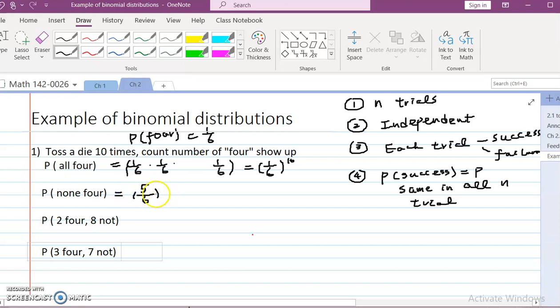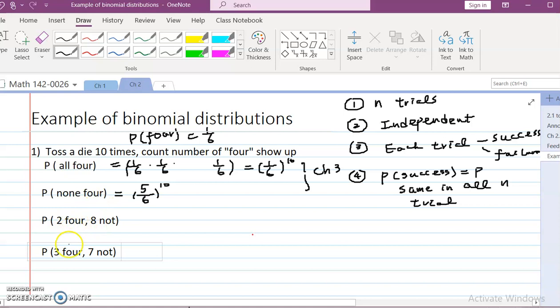And if you do 10 times, none of them are 4, so it'll be 5/6. So we learn how to do this in chapter 3. Chapter 3.3, 3.4, multiple steps, right? You just keep on multiplying because they're independent. But we never go into looking at how to find the probability out of 10 times.